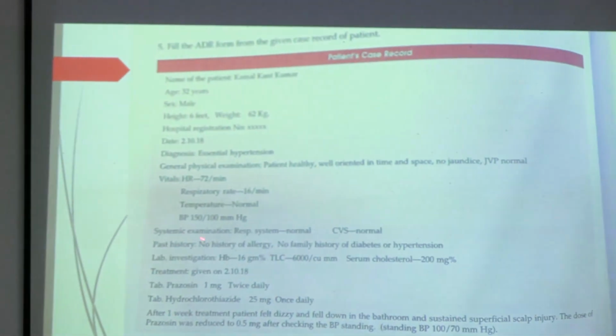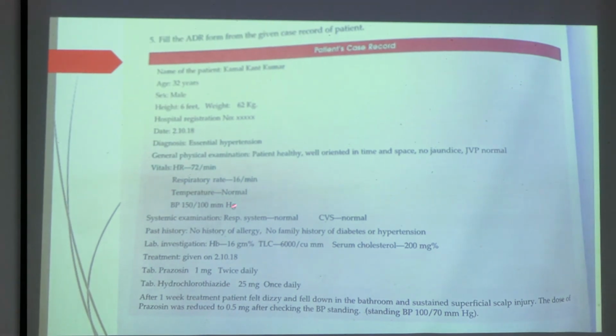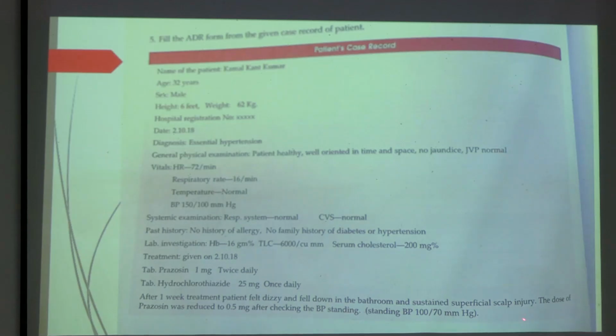Where? After 1 week of treatment. This line? Where it is written? That is the vitals, isn't it? This part is the vitals. Okay. And for the essential hypertension, the patient has been admitted and was given these drugs. Isn't it? Okay. So after 1 week, the patient felt dizzy and fell down in the bathroom and got injured. Isn't it? So that time the reaction has occurred. Isn't it? So or the event has occurred.